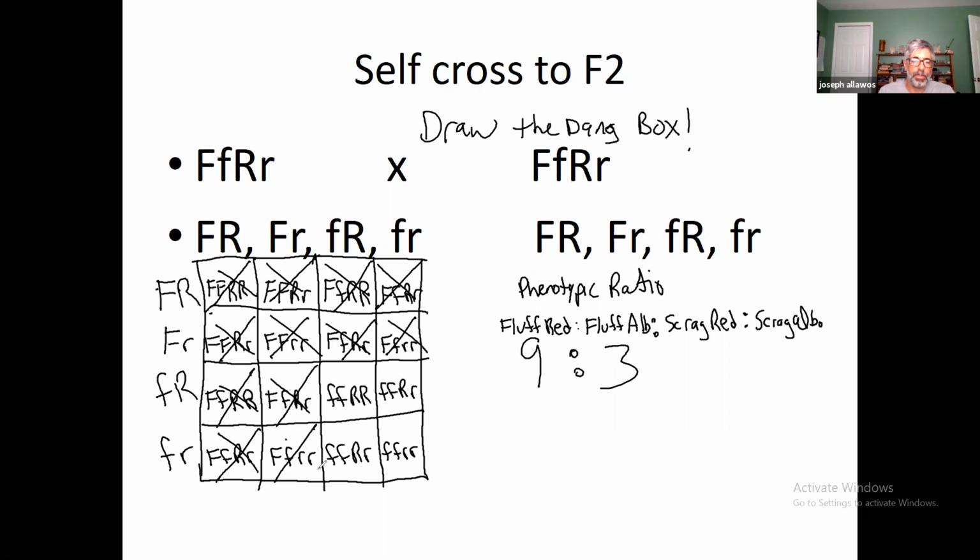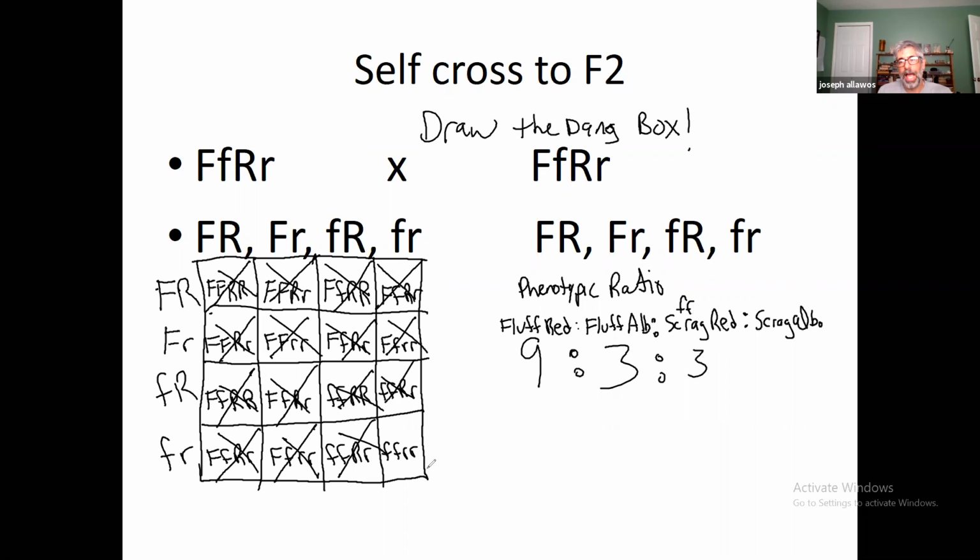1, 2, 3. Now we have 4 boxes left. Scraggly and red. Red is dominant, scraggly is recessive. So if it's scraggly, it's got to have what? 2 little f's, right? If it's red, it's got to have one big R, could have 2, and there's 3 of those. There's 1, 2, 3. Okay.